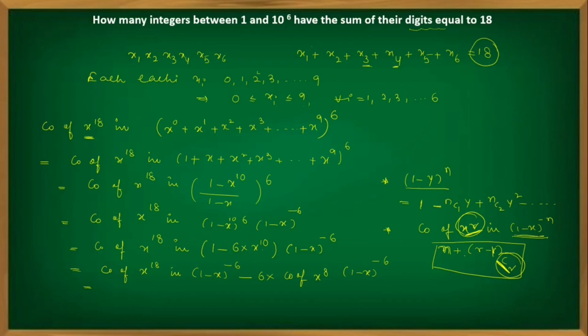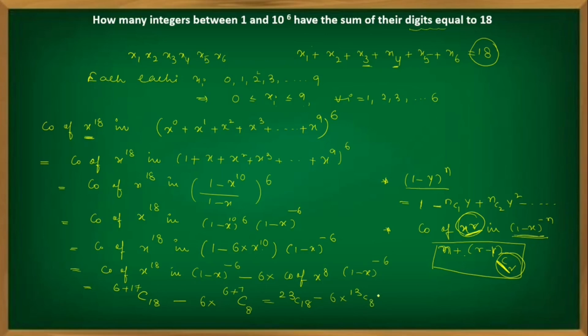Now let's see here. We want the coefficient of x to the power of 18 in this. What is the formula? C18, and you add r minus 1 to this 6. So 6 plus 18 minus 1, which is 17, C18, minus 6 into the coefficient of x to the power of 8. What will we write first? C8, and you add r minus 1 to 6. What is that? 6 plus 8 minus 1, which is 13. So 6 plus 17 is 23 C18, minus 6 into 6 plus 7, 13 C8.